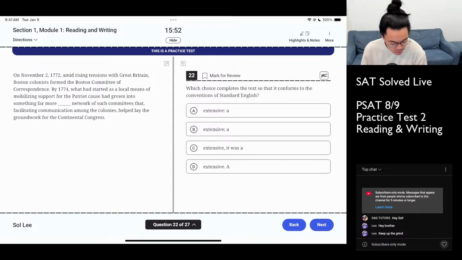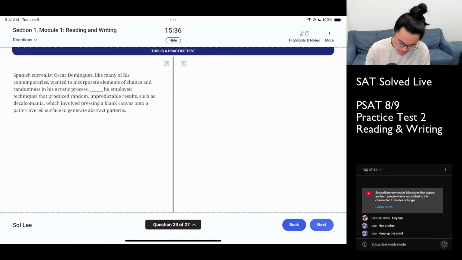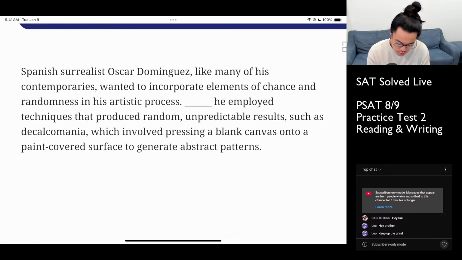Okay. "On November 2nd, amid tensions," we've got colonists forming this. Okay, "by 1774, what started as a local means of mobilized support had grown into something far more large." Okay, a network of such communities that helped lay the groundwork. Got it. All right, logical transition. I can predict again.